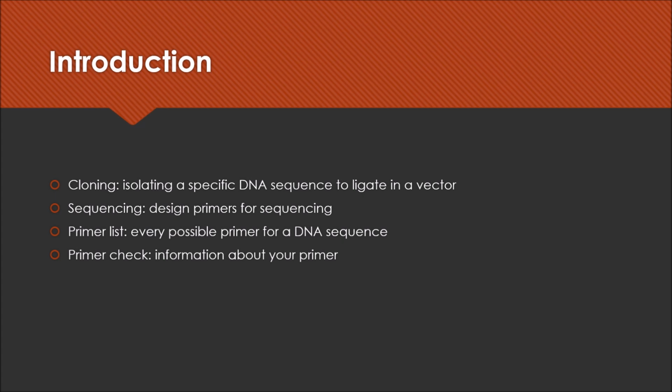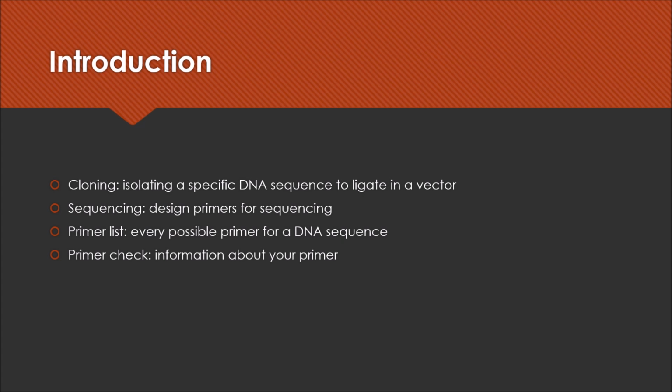Some other, maybe less important, things we can do with this tool are first of all cloning. Here we isolate a specific DNA sequence to then ligate in a vector, transform in a bacteria, and so on. So the whole cloning procedure. In most cases this will be a vector or a plasmid with our wanted DNA sequence inside, and then we can use the primers to isolate it from the plasmid.